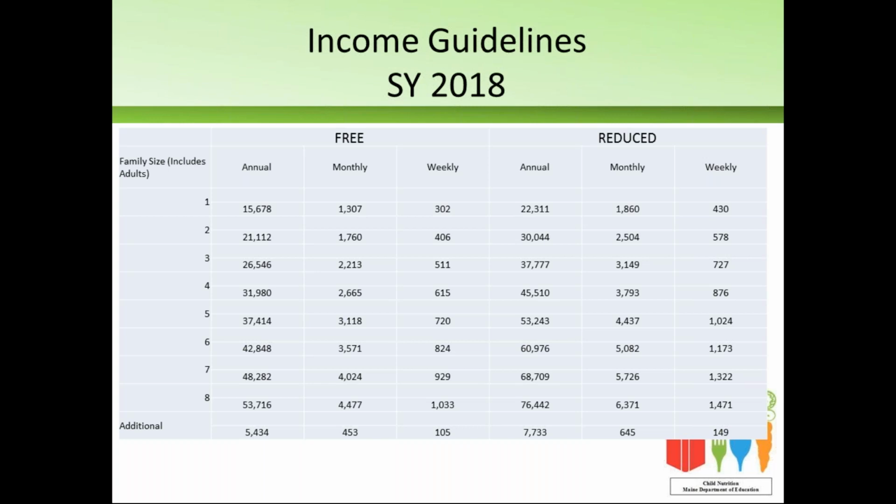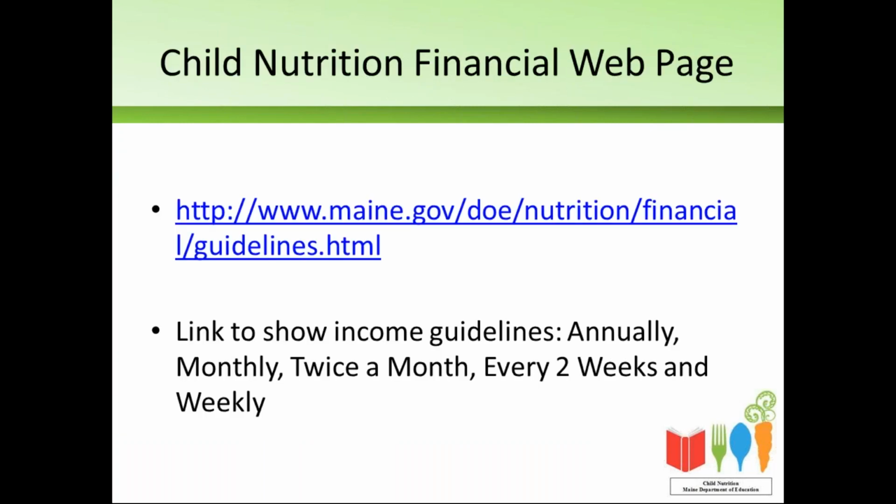This table is directly on the screen. You'll see to the left the number of family members in the household. You'll see annual, monthly, and weekly income for free and reduced. You'll notice at the bottom that if you have a family larger than 8, for each additional person over that 8, you're going to add that figure shown below, whether it's annual, weekly, or monthly. You will use that to determine what their income level is. This is where you'll find the income guidelines.